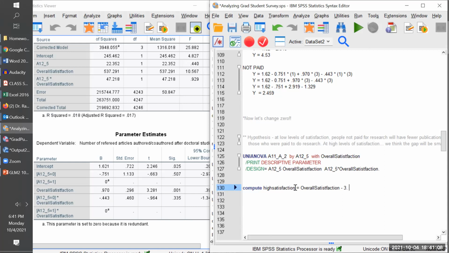Centering was week 3, I think. We talked about that. Let me run it and then we'll look at it.